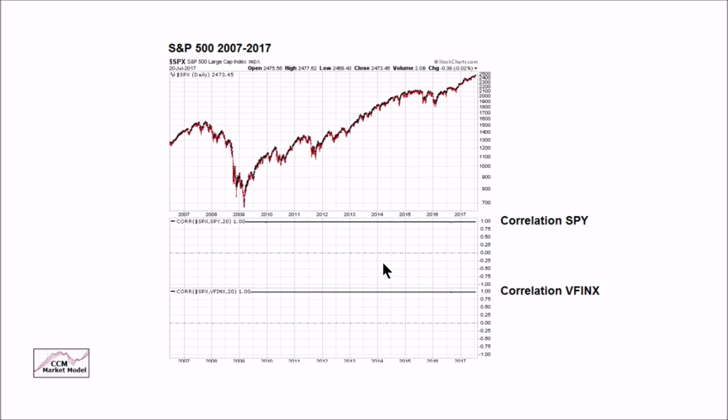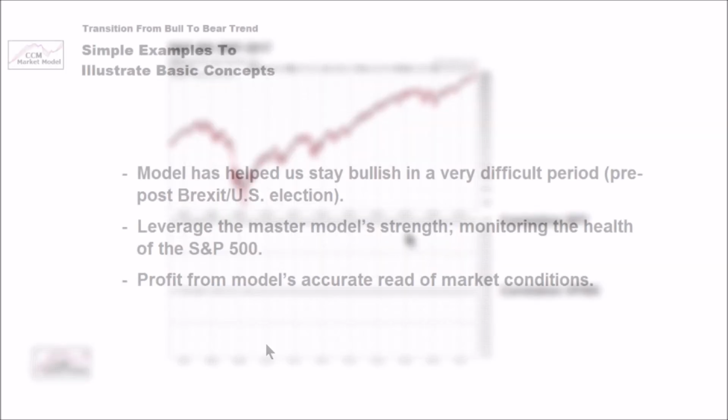Let's shift gears here a little bit and talk about correlations and the CCM market model. This is the S&P 500 here. This is the correlation between the stock market and SPY. This is a strong positive correlation. We just want to see what a strong correlation looks like. It's 1. It tells us that they zig and zag almost in unison all the time. Same thing with the Vanguard 500 Index Fund. This is a strong and consistently strong correlation.